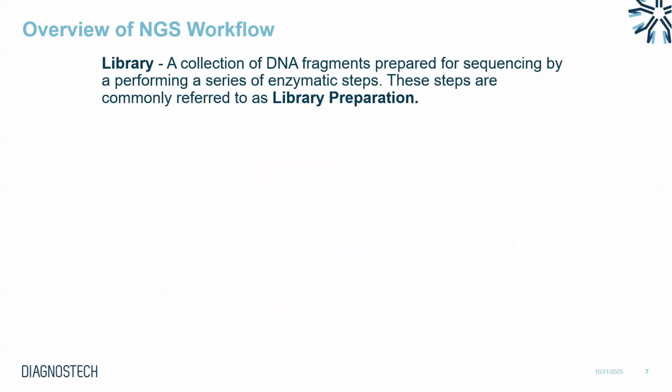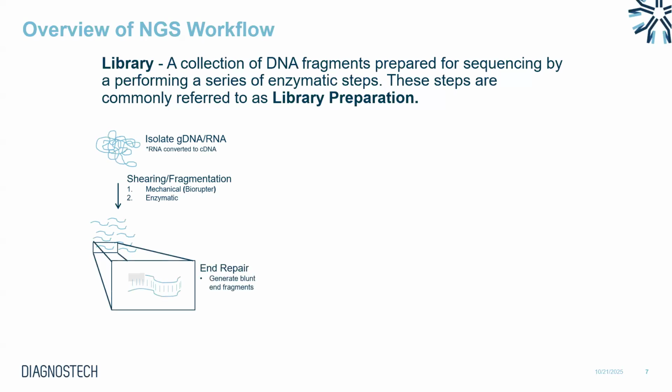So what is a library? A library is a collection of DNA fragments prepared for sequencing by performing a series of enzymatic steps. These steps are commonly referred to as library preparation. So you have your isolated DNA or RNA that's then sheared or fragmented, either mechanically or enzymatically.